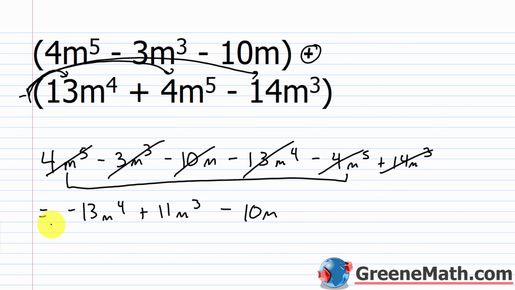So we're going to end up with a result here of negative 13m to the 4th power plus 11m cubed minus 10m.